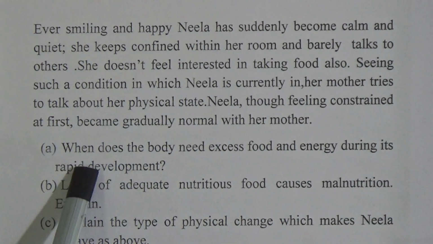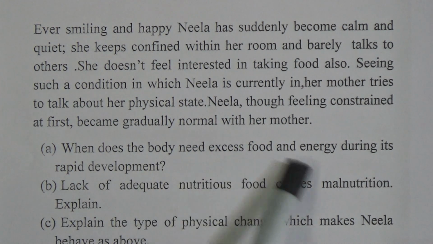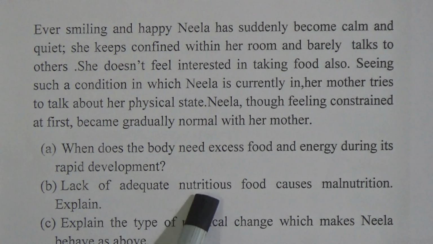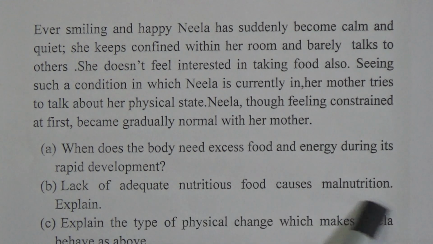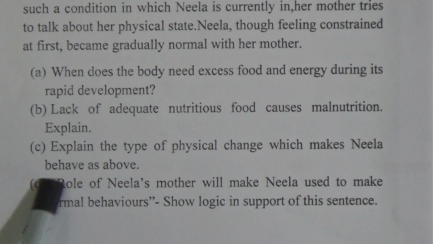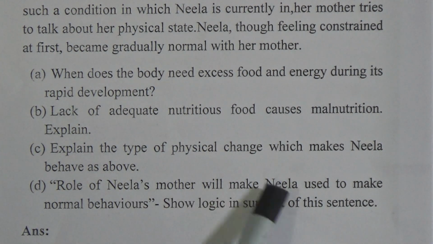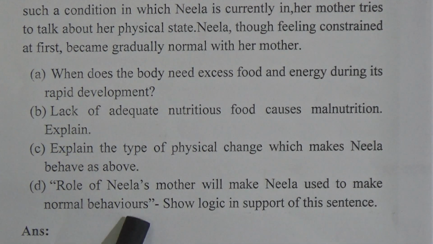Number 1, when does the body need excess food and energy during its rapid development? B, lack of adequate nutritious food causes malnutrition. Explain. Number C, explain the type of physical change which makes Neela behave as above. Number D, the role of Neela's mother will make Neela used to normal behaviors. Show logic in support of this sentence.